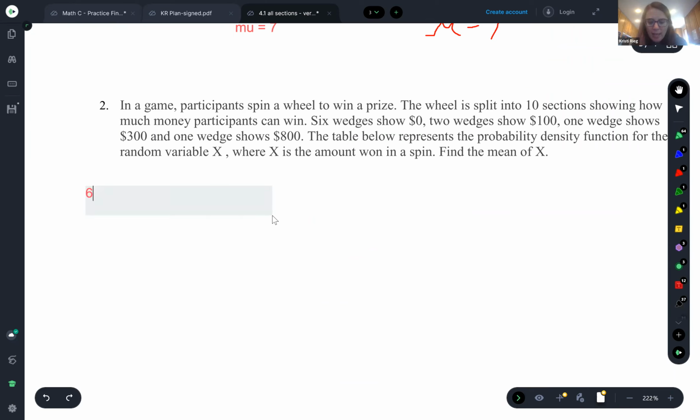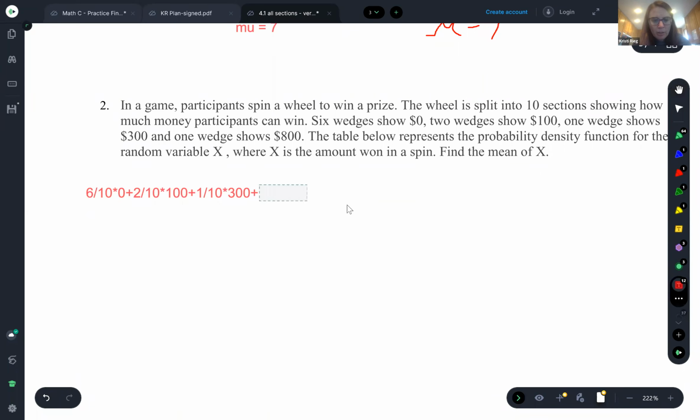6 out of 10, that's the probability, gives me $0. That's the value. Okay. 2 wedges, so 2 out of 10 gives me $100. 1 out of 10, one of the wedges, gives me $300. And finally, 1 out of 10, that last wedge, I'm going to just make a new line. 1 out of 10 will give me $800.